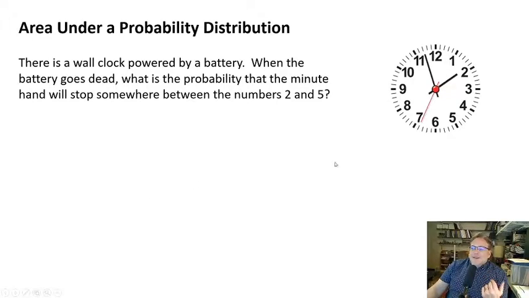Well, here's how we do this. Take a look at this problem here. I'm showing you just a simple wall clock, powered by a battery. Eventually this battery is going to go dead, and when it does, we want to ask the question: what is the probability that the minute hand will land in a specific location? More specifically, what's the probability that the minute hand is going to stop somewhere between the numbers 2 and 5? Interesting problem.